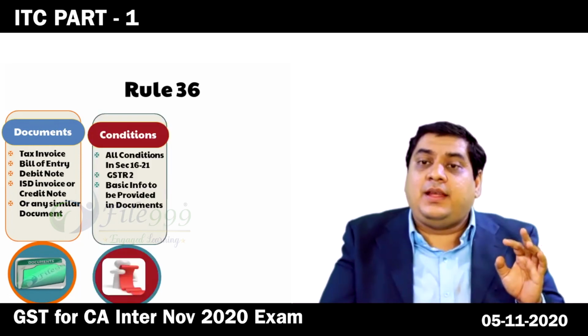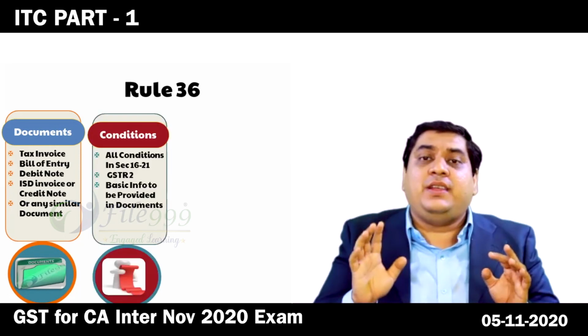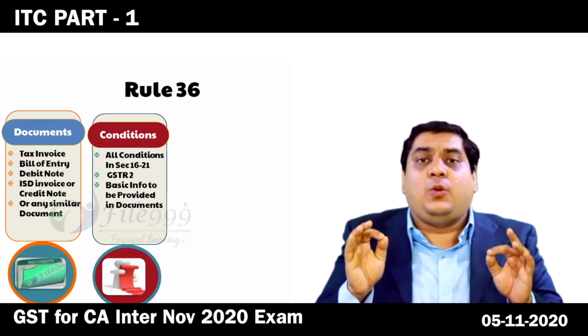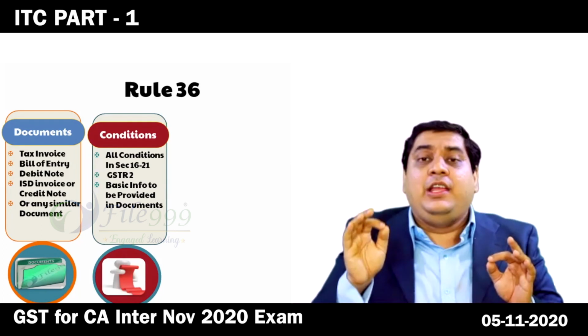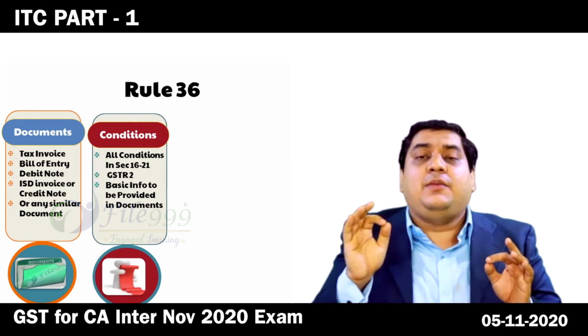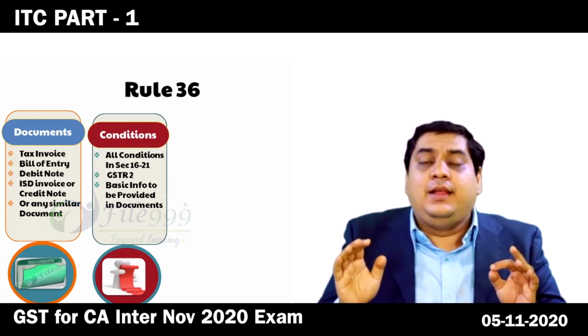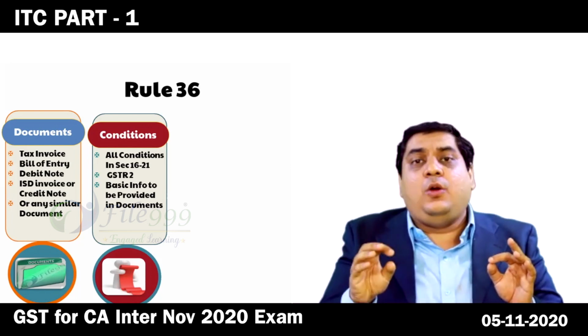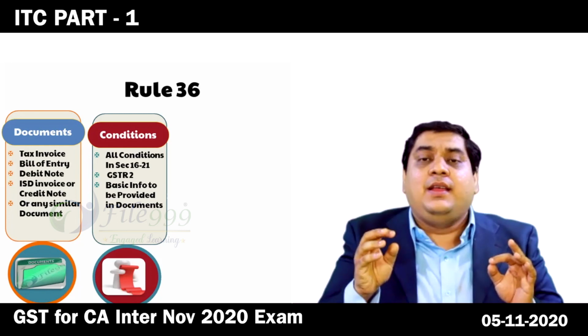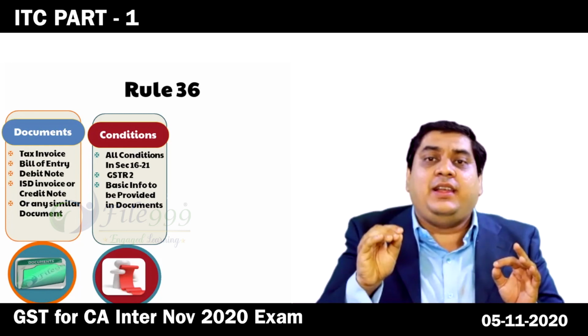Now, apart from this, there are a few other conditions. The first one is that all the conditions which are laid down under section 16 to section 21 should be fulfilled. Even if one condition is not fulfilled, the person cannot claim ITC. The next is that a GSTR-2 return should have been filed. However, right now this is not mandatory, and hence this point is at the moment only theoretical in nature.